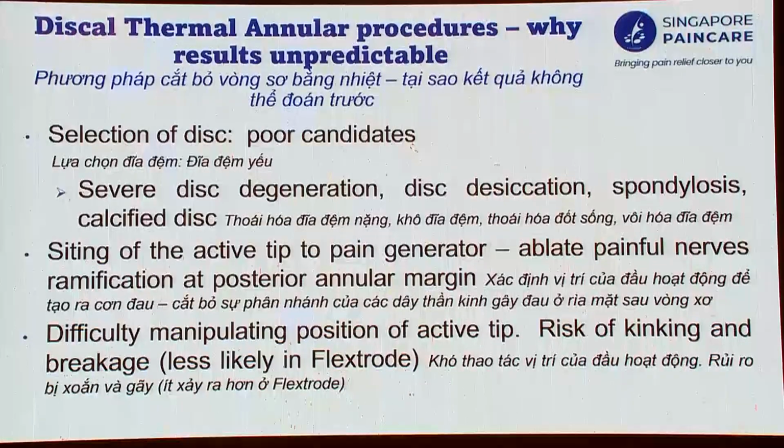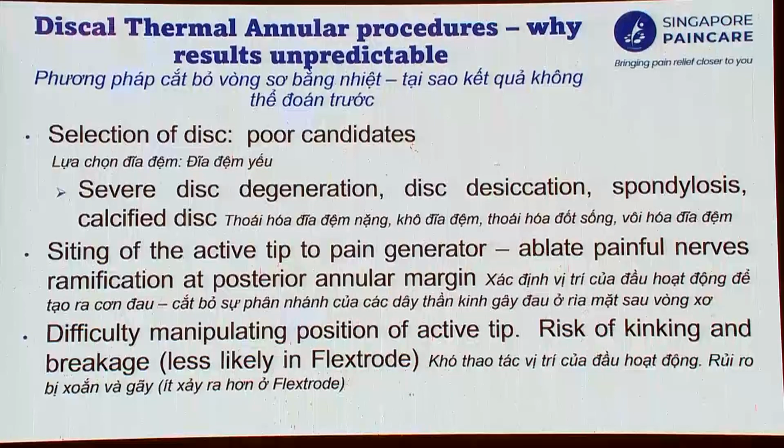Siting of the tip of the needle as well as the probe itself is very important because the importance is to be able to ablate the painful nerves where it's found in the posterior part of the annulus itself. So it's quite important to so-called site the probe where you want to burn the painful nerves. So you have to picture where you think the painful nerves are, where the pain generators are, and you do that.